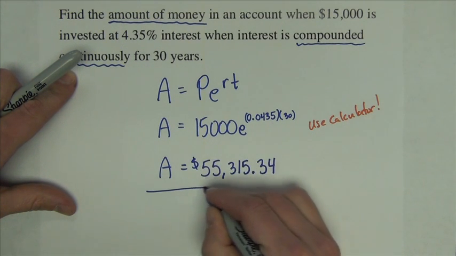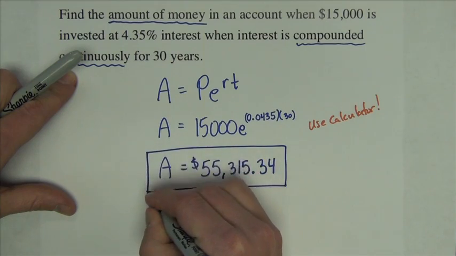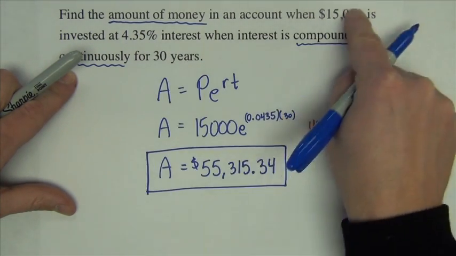$55,315.34. That's the amount of money in the account after the starting information is applied.